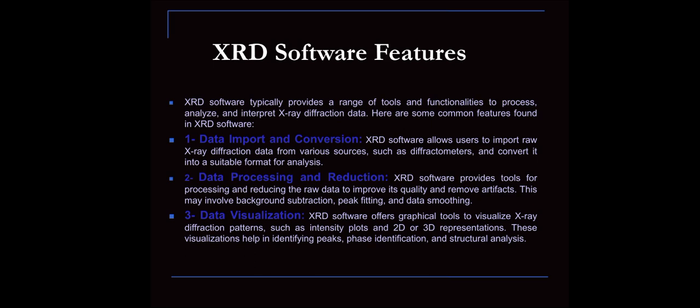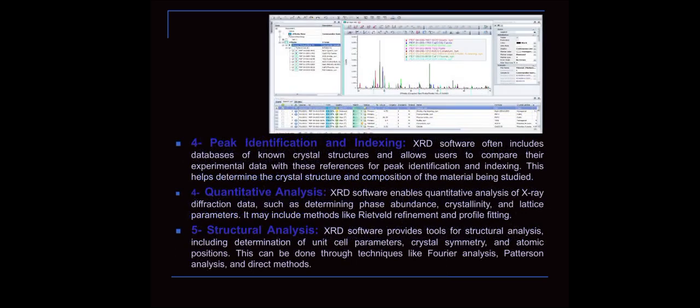Second, data processing and reduction. XRD software provides tools for processing and reducing the raw data to improve its quality and remove artifacts. This may involve background subtraction, peak fitting, and data smoothing. Third one, data visualization. XRD software offers graphical tools to visualize X-ray diffraction patterns such as intensity plots and 2D or 3D representations. These visualizations help in peak identification and structure analysis.